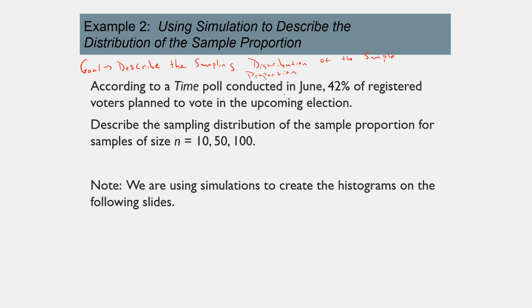According to a Time poll conducted in June, 42% of registered voters plan to vote in the upcoming election. Okay, so this is totally made up. The real value at this last election was closer to 75% of registered voters voting, which is unheard of. But let's just assume that this number is the actual P, that it's actually 0.42, okay?